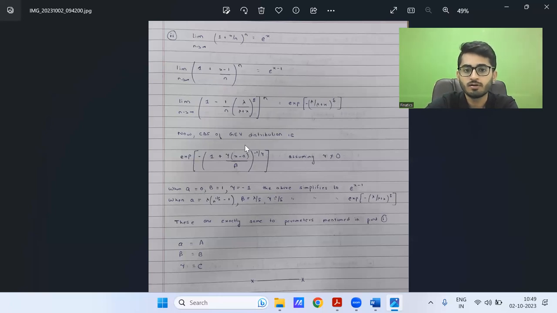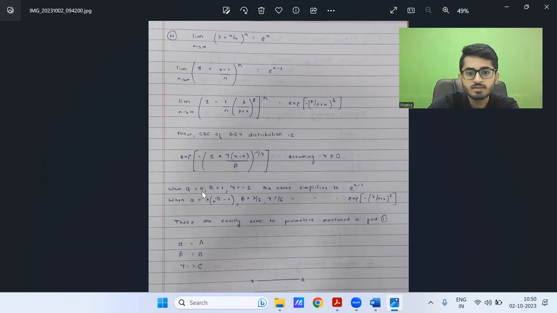Now, if we take a look at the GEV distribution, which is given there in the material itself, the general form when gamma is not equal to 0. In case gamma is equal to 0, it's a different structure, but when gamma is not 0, you're getting something in this form: e to the power minus 1 plus gamma into x minus alpha by beta whole to the power minus 1 by gamma. And both of these are in similar format.